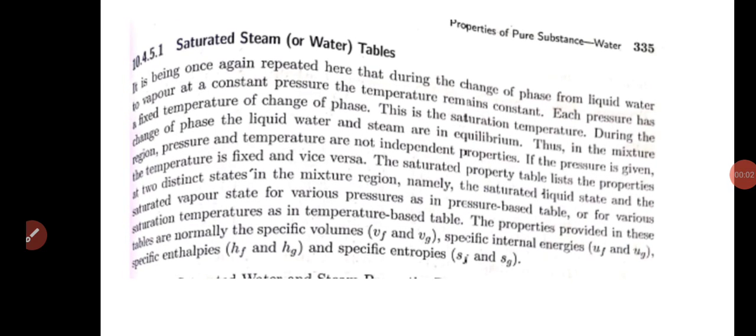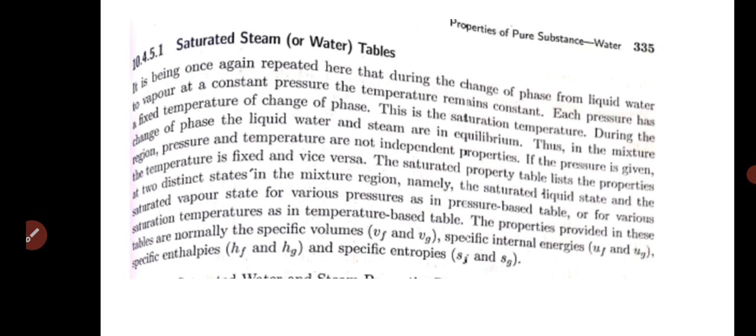Hello students, now we shall look at steam tables. The steam tables are very much useful in calculating the various properties because these values are given in the table, be it specific volume, enthalpy, entropy for both fluid as well as dry saturated vapor.